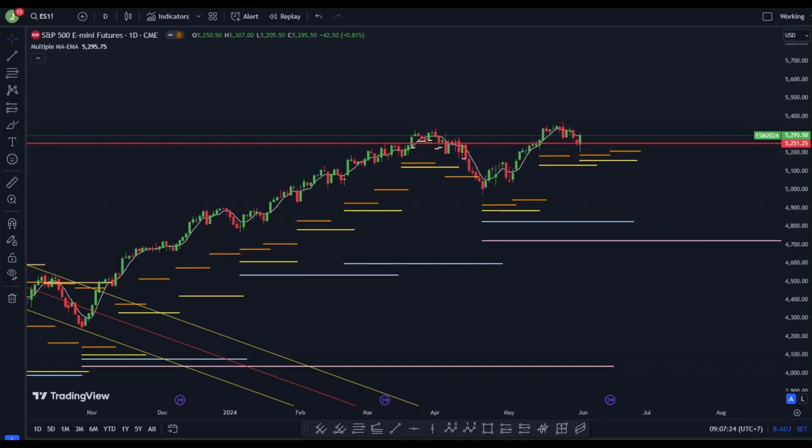This is the S&P 500 E-mini futures daily chart, and what we're looking at here are cycles. The pink cycle at the bottom is about 7.5 months long. The blue cycles are a little over 2 months long. The yellow cycles are 1 month long. I don't use these all that often, but we are going to discuss them today. And then these orange cycles are about 2 weeks long.